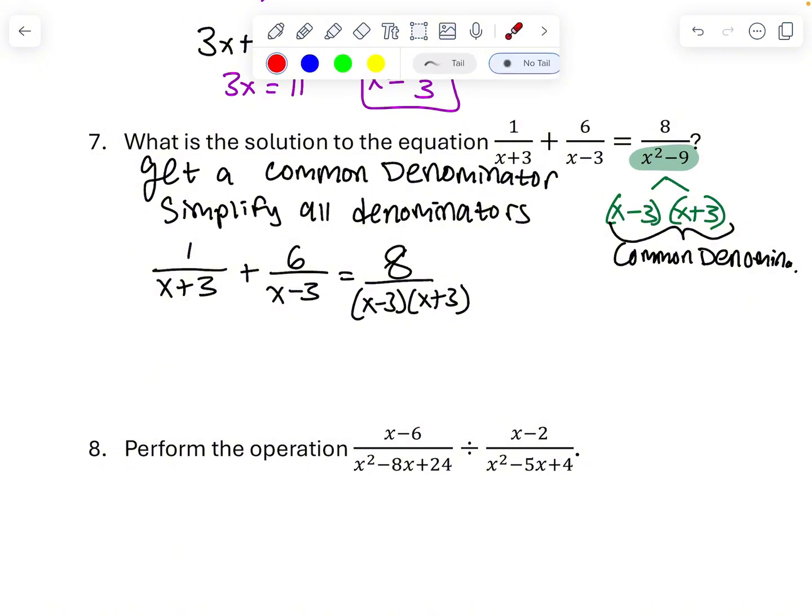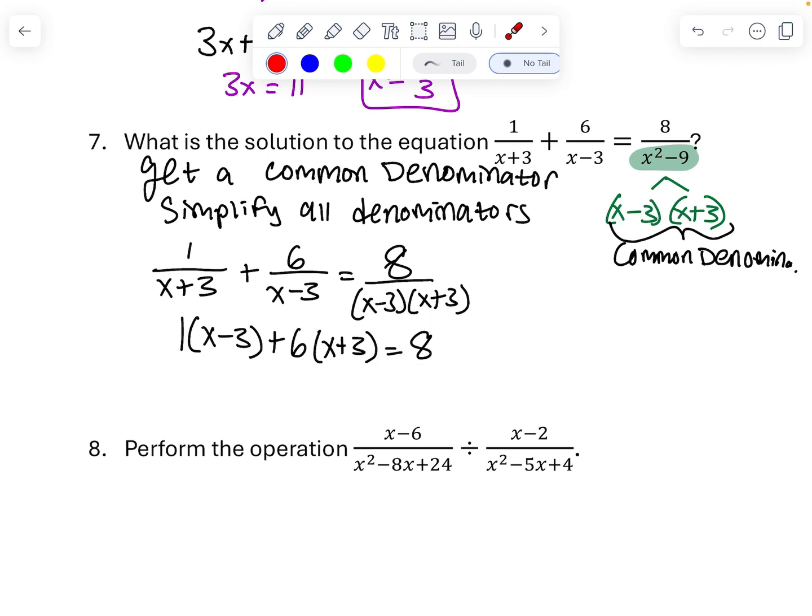Okay, so to get that common denominator onto everything, we're going to multiply the numerator by whatever we're missing. In the first case, I have an x plus 3, but I need that x minus 3. So I'm going to multiply my 1 by the x minus 3. Then for the 6, I have the x minus 3, but I need that x plus 3. And the 8, I already have both pieces. I got to do nothing to that guy.